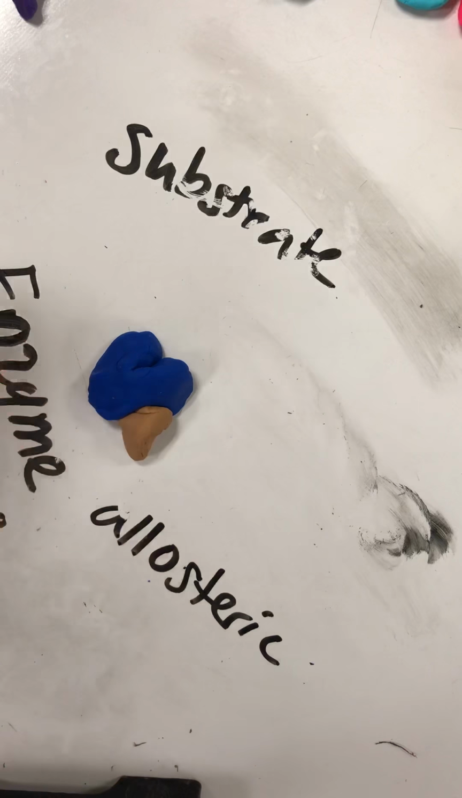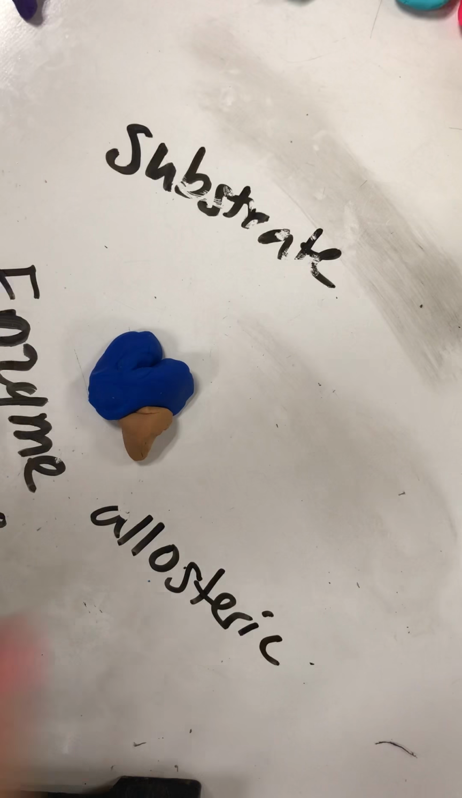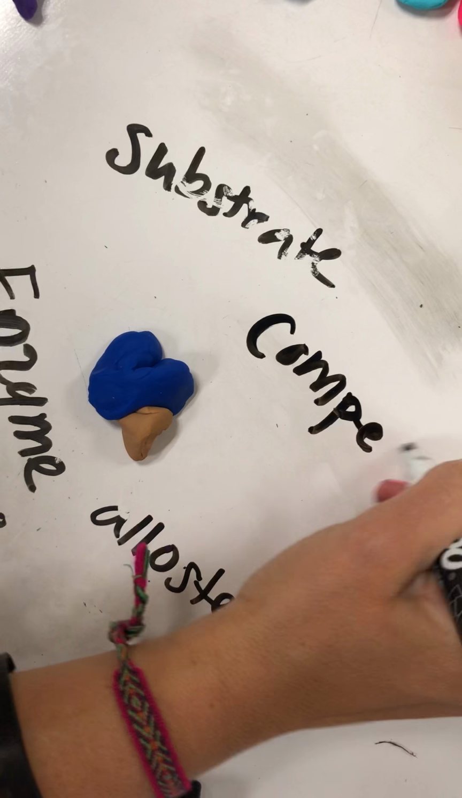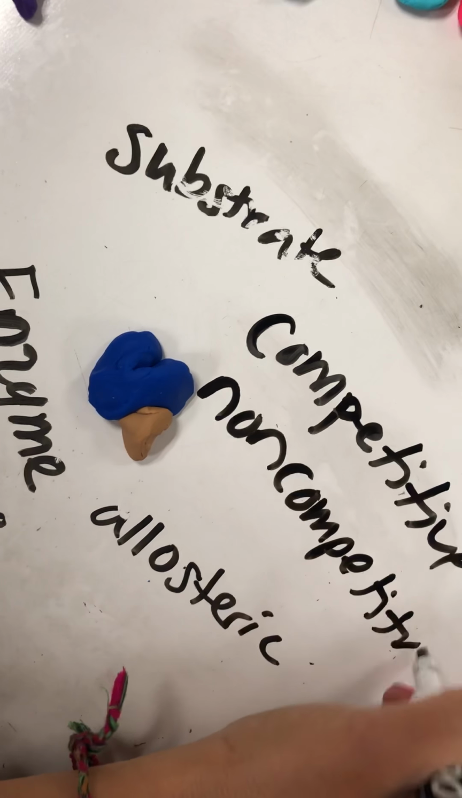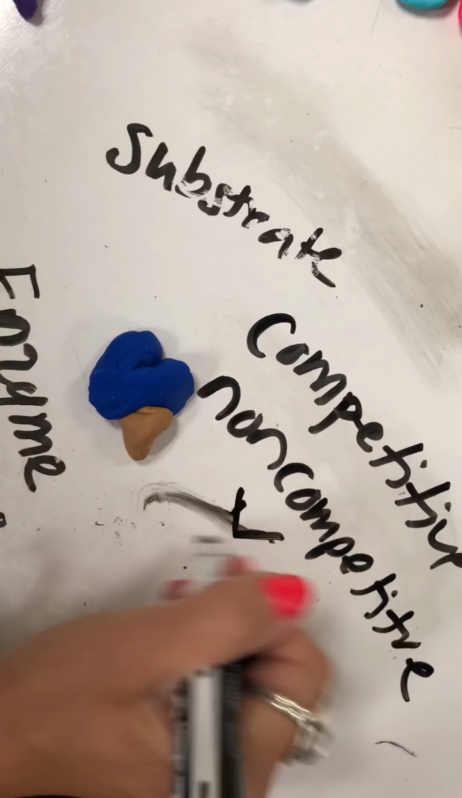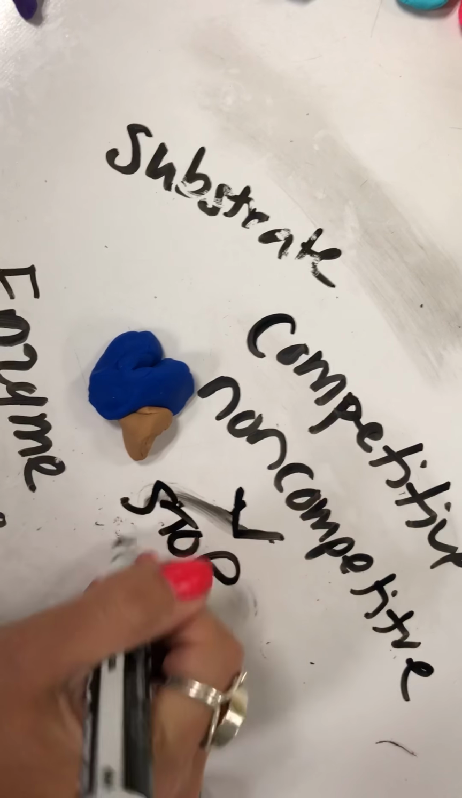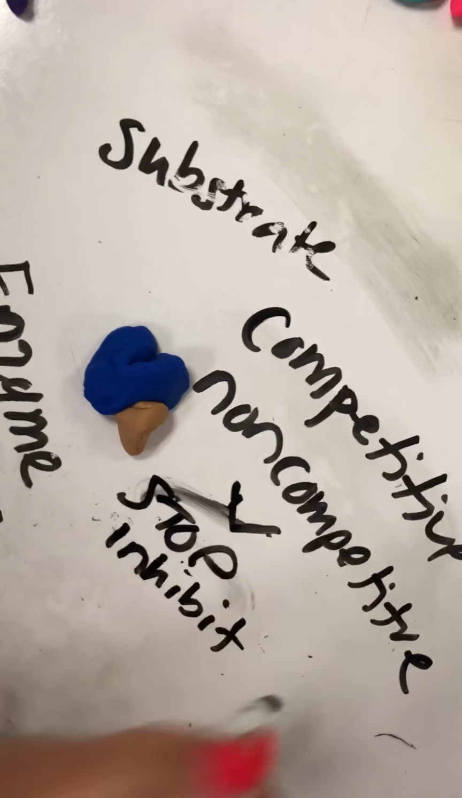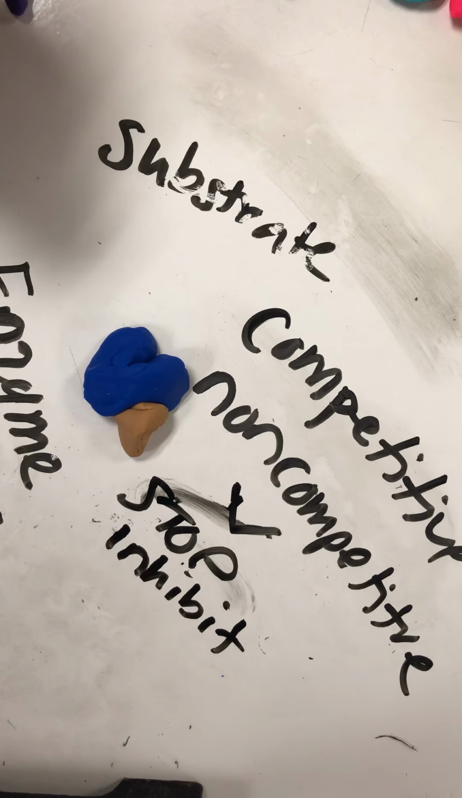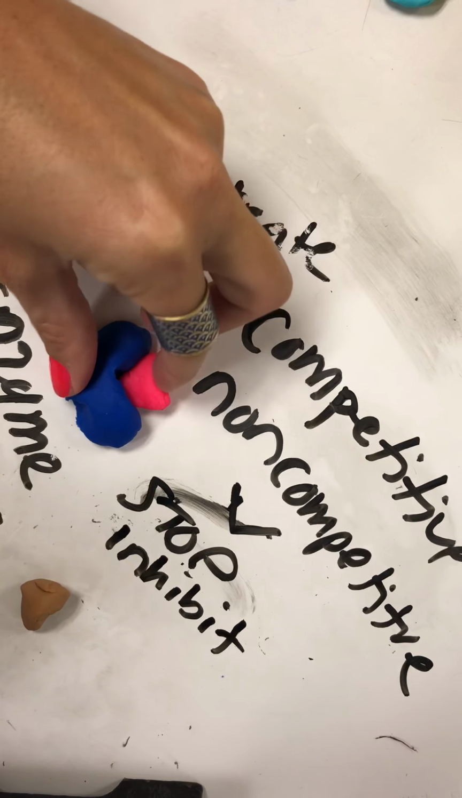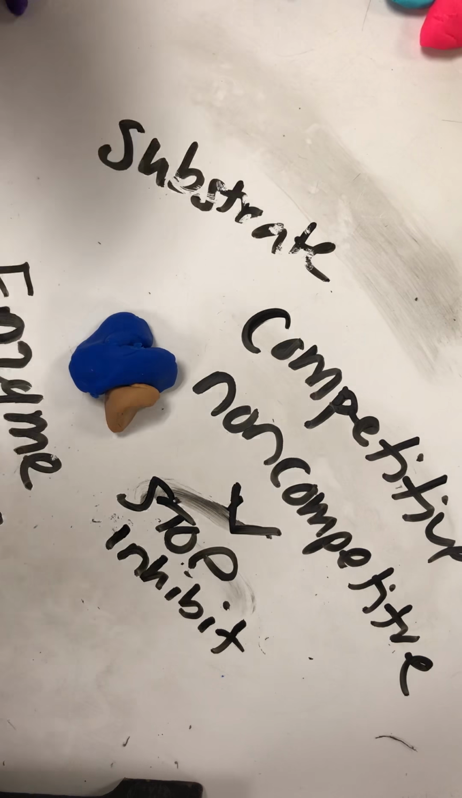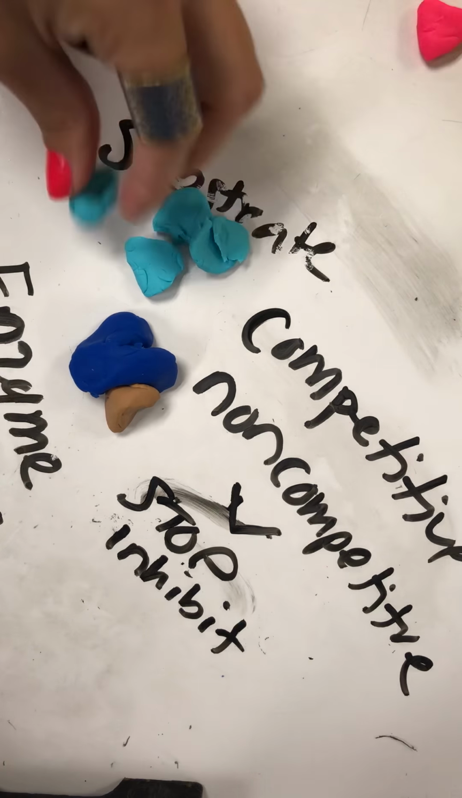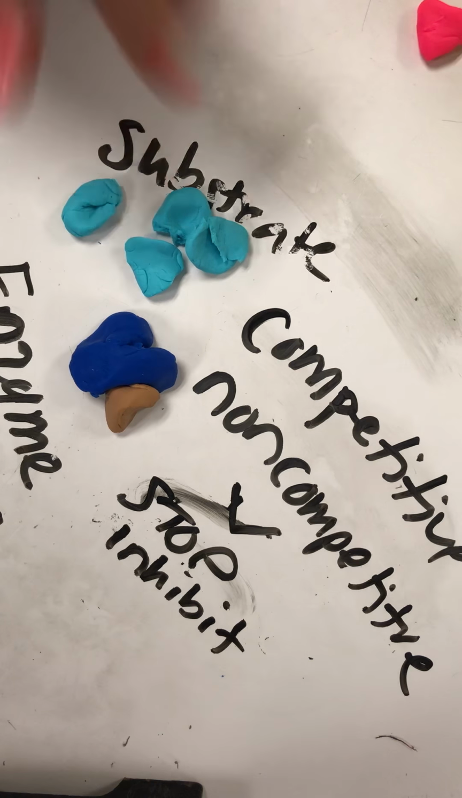Now the cool thing about competitive and non-competitive inhibitors is they both stop or inhibit the reaction from occurring. The competitive inhibitor does it by blocking this active site, so it's competing with the substrate, versus the allosteric just changes the shape of the enzyme. But regardless, the substrate here cannot attach to the active site for the reaction.